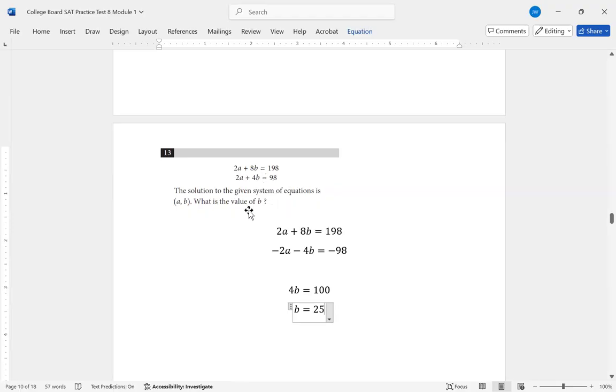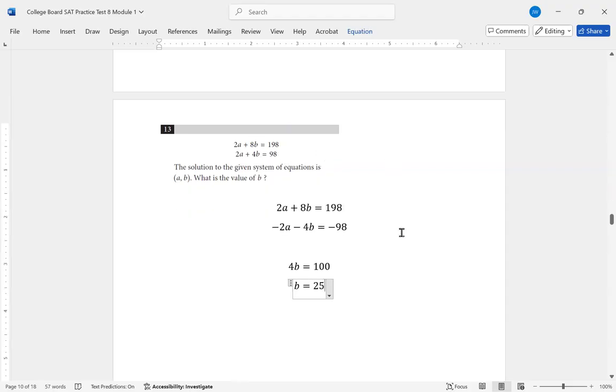And that's actually all it asked me for. It only asked me for the b value, so I can stop right there. If it also asked me for the a value, I could plug that b value into one of these two equations and solve for a. But it doesn't. It just asked me for the b value. So the value of b is 25.